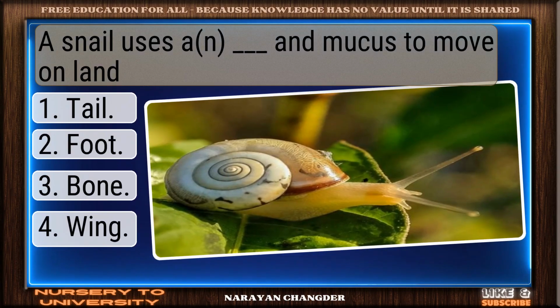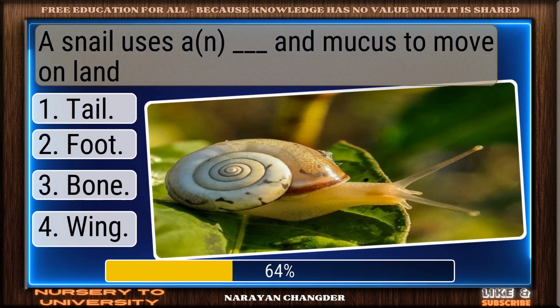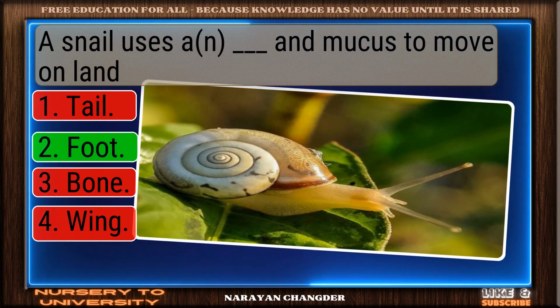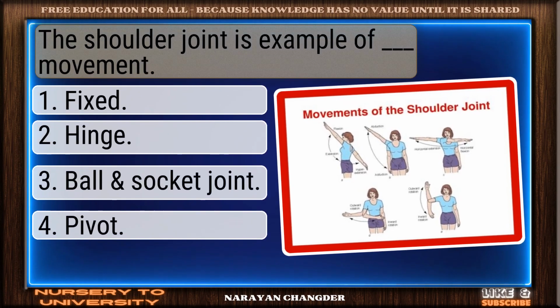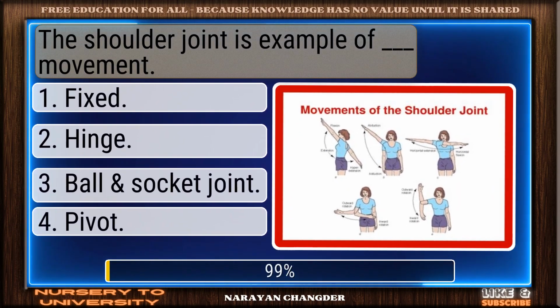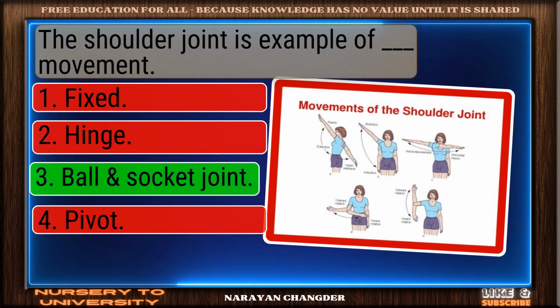A snail uses a dash and mucus to move on land. Bravo! Foot is the answer. The shoulder joint is an example of dash movement. You got it. Your choice, ball and socket joint, is right.